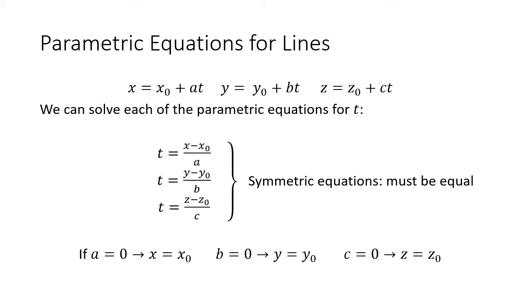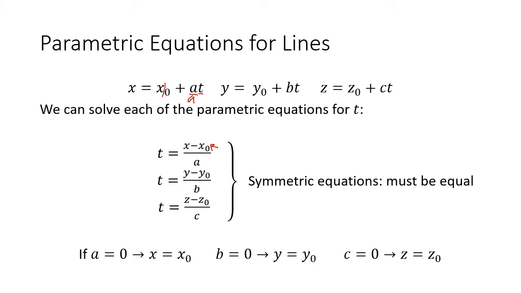If it's a line, I can solve each of those parametric equations for the same variable t. So for example, if I want to solve for t in my first equation with x, well, I'm going to have to subtract x0 from both sides and then divide by a. Subtract x0, divide by a, and I get t by itself. And I can do the same thing for the other two equations as well. And so I can get t. And this set of equations are known as the symmetric equations because they have to be equal to each other. You're solving for t. The t is going to have to be equal.